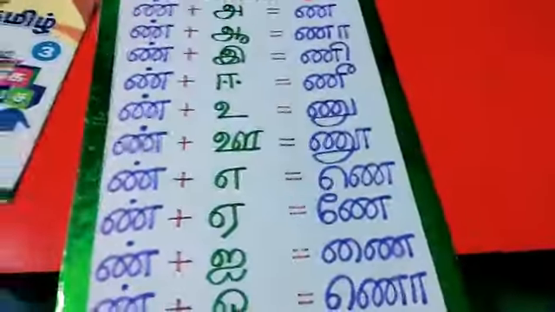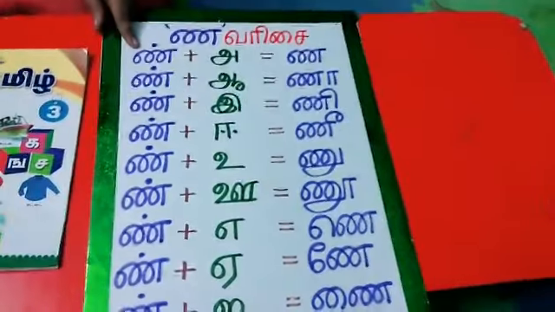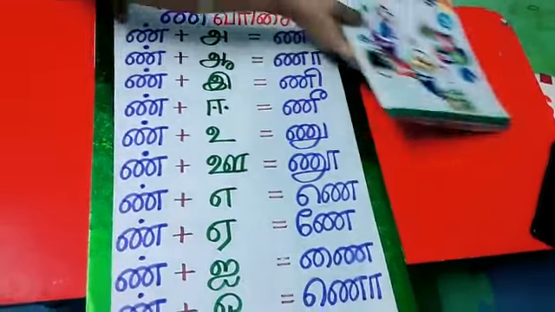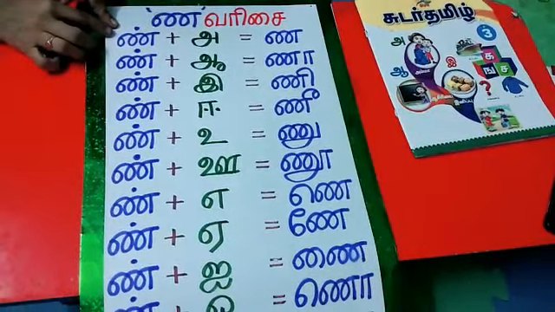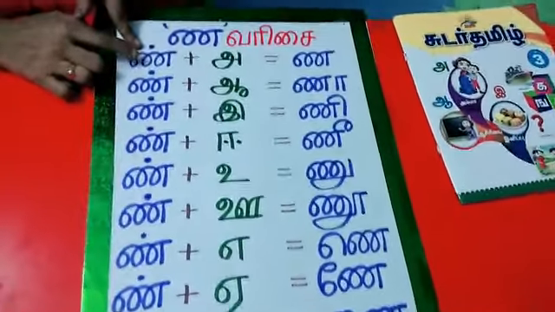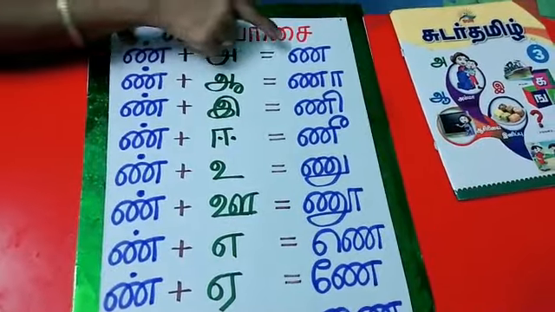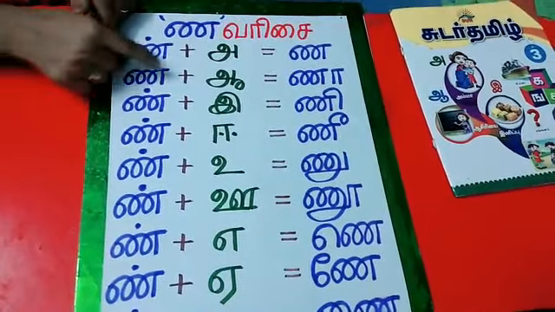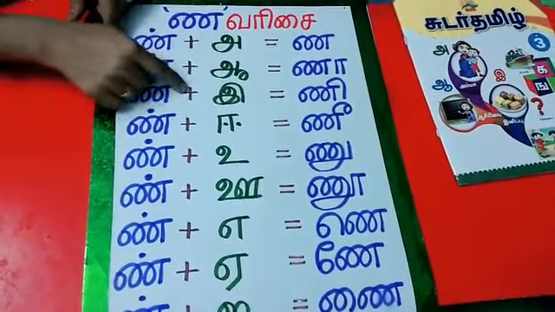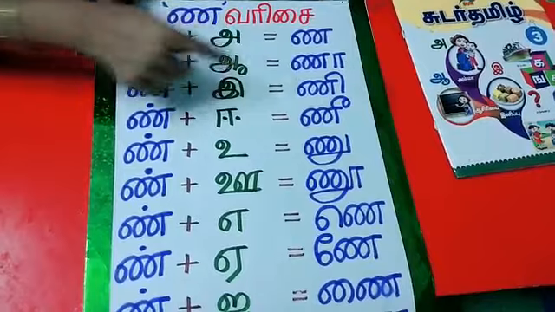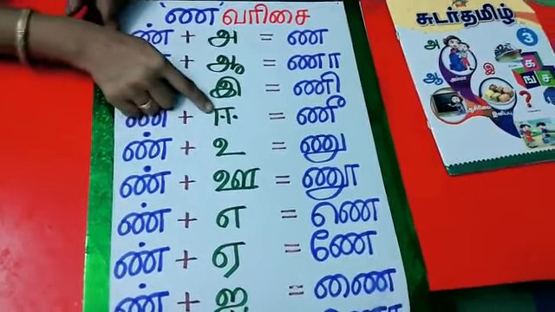Okay kids, next let's see the Na varisai eluthukal. So how to say this letter? Moondru suli en na. Come on. En plus a, na. En plus e, ni.